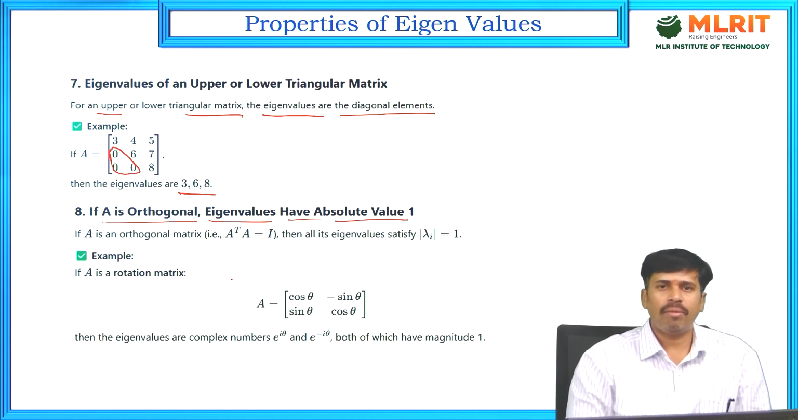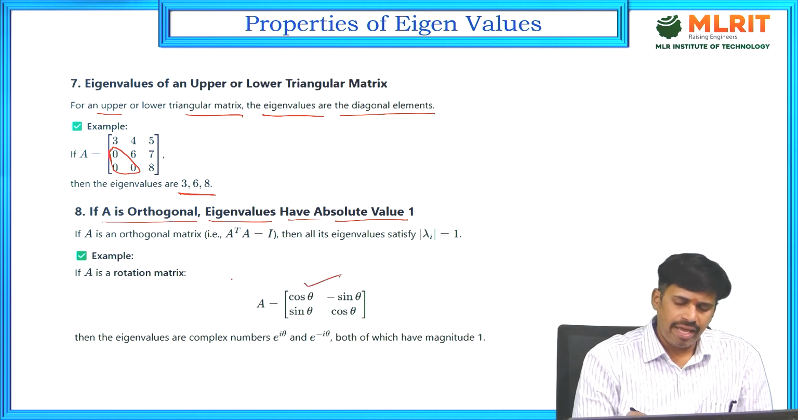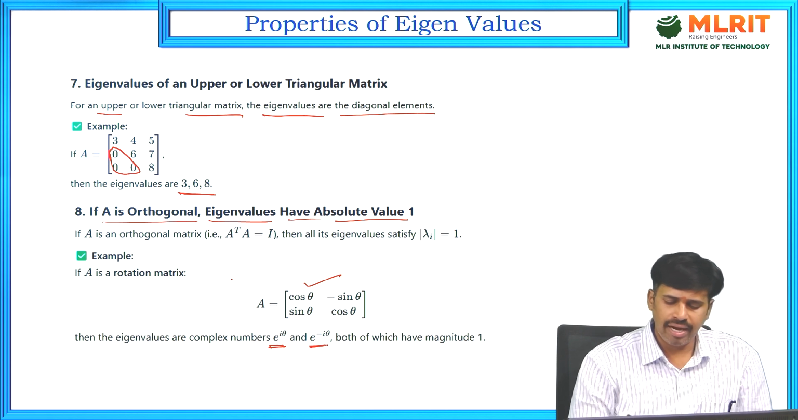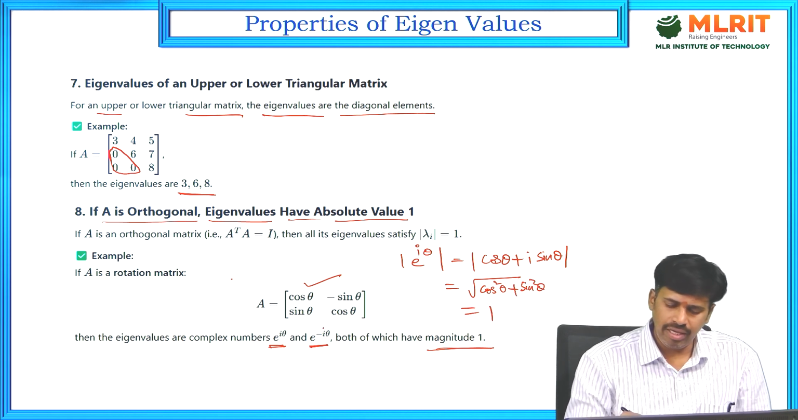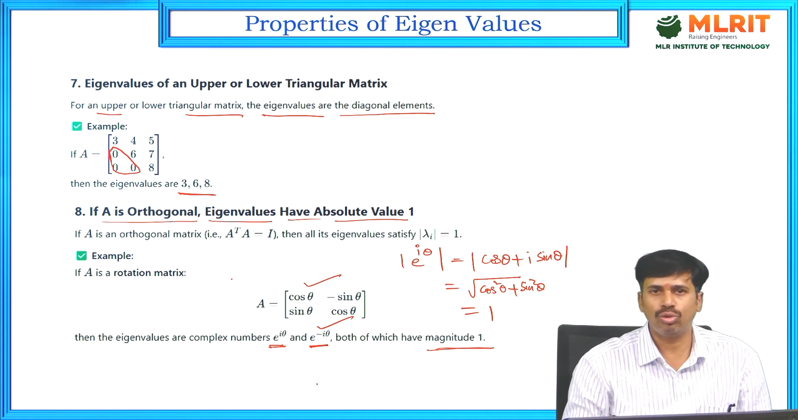Next property: if A is orthogonal, its eigenvalues have absolute value 1. For example, A is given like this. The eigenvalues are the complex numbers e power i theta and e power minus i theta, which have magnitude 1. The modulus of e power i theta, that is cos theta plus i sin theta, is the square root of cos square theta plus sin square theta, which is equal to 1. Similarly, the magnitude of e power minus i theta is also 1.